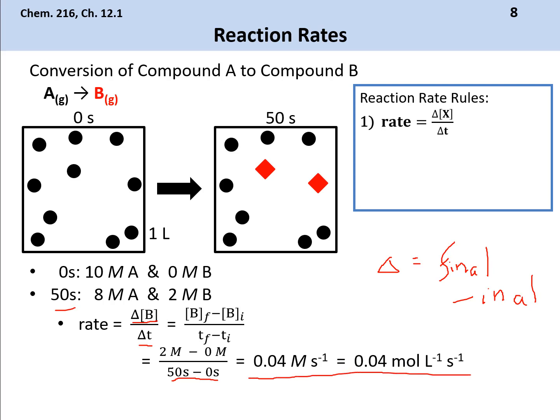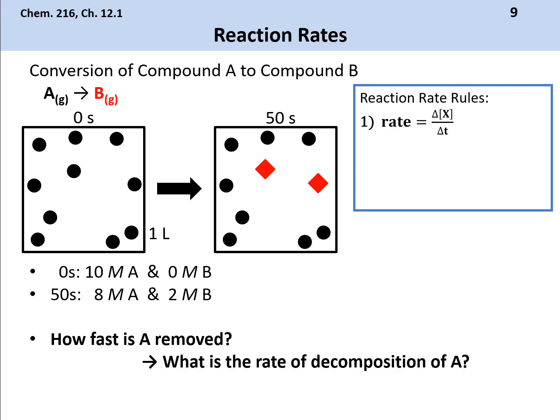On the right, I'm going to write down some reaction rate rules. The first rule is that if I ever want to know a reaction rate, it's going to be the change in the concentration of X. In this case, we're looking at B, but I put X to mean anything, over the change in time, or delta T.